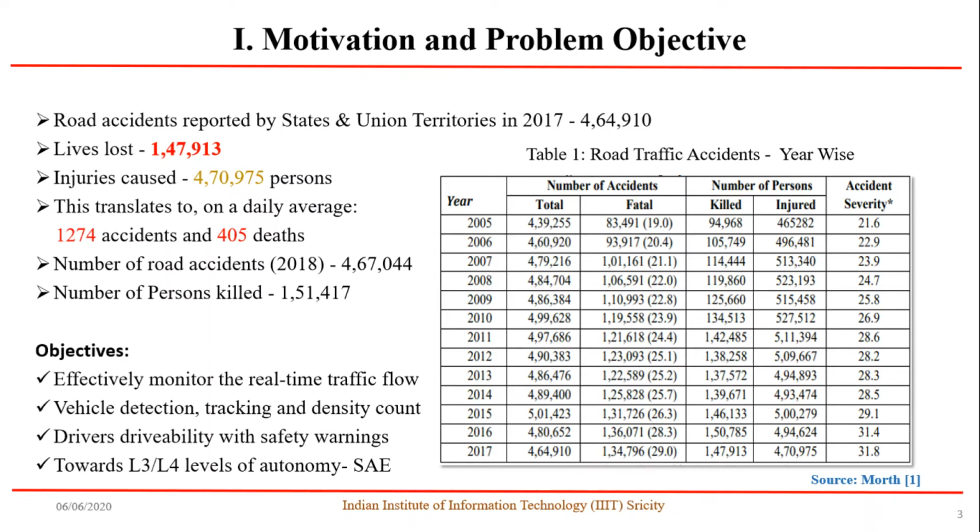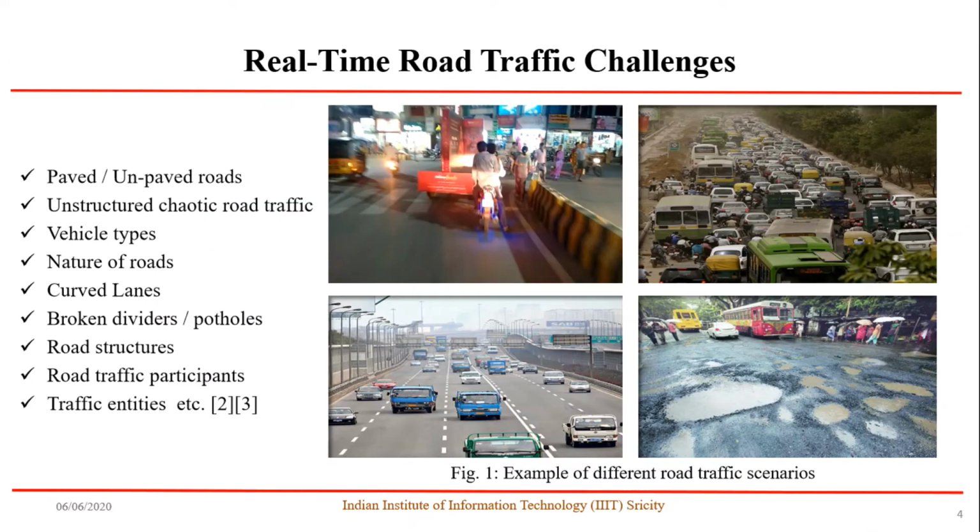Currently, in recent years like 2018, total number of road accidents recorded were 4,67,044, leaving the persons fatalities as 1,51,417. With this motivation, we have come up with potential objectives in reducing accidents and providing driver safety. So our objectives include to develop a system that would efficiently monitor the real-time traffic flow along with vehicular detection and tracking of the objects. Also our developed system would enable the overall driver safety and also leads towards the L3 and L4 levels of autonomy.